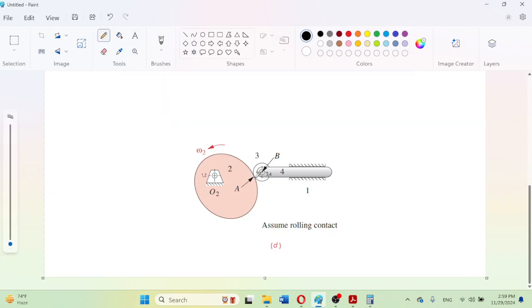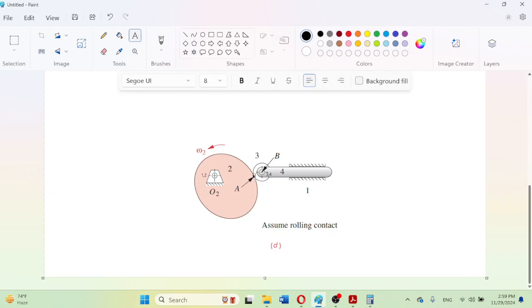I can just mark it here with a simple dot, that this contact point will also be an instant center, and this instant center will actually be changing at each and every instant. So this instant center will be between link 2 and 3, 2,3, just mention it here. And as we can observe, this link number 4 is in pure translation, and this is acting like a rocker of infinite radius, so that means instant center I1,4 will be located at infinity.